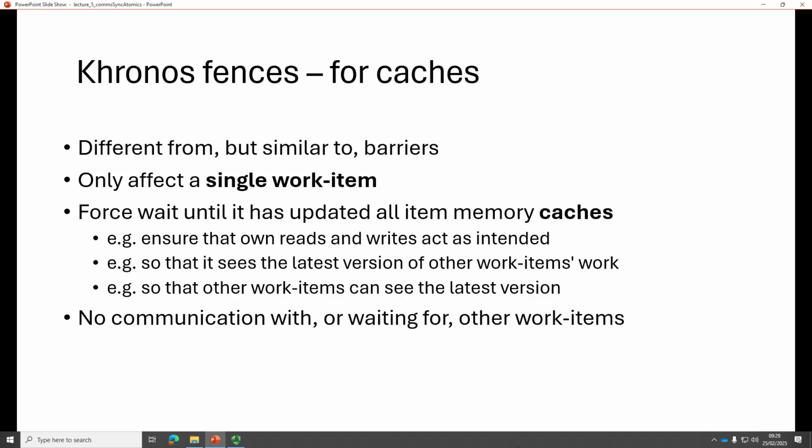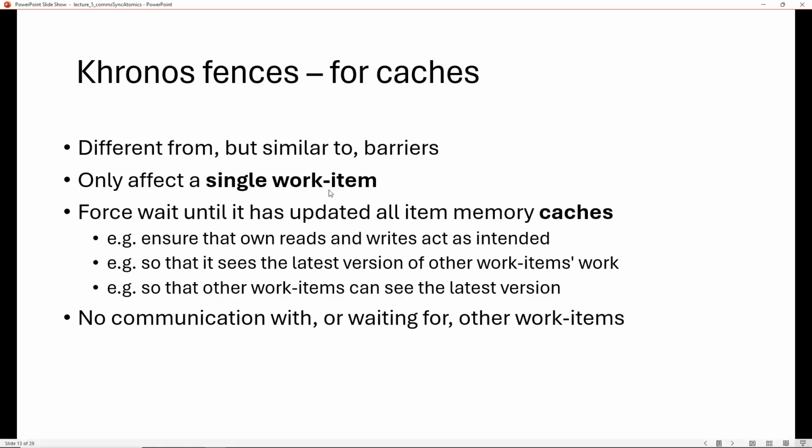A fence, in Khronos speak, is a related concept to a barrier. Except it only affects a single work item. The concept of a barrier is multiple work items synchronizing themselves. A fence is only ever going to affect one work item at a time. And the idea of a fence is just to make sure all your caches are up to date. If you're worried about data going out that might be seen by other work items or data coming in that you're relying on from other work items, you can use a fence to check that all your caches are fully up to date before the code is allowed to proceed.